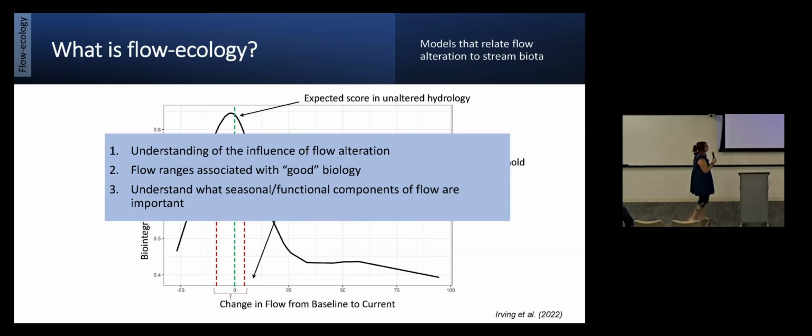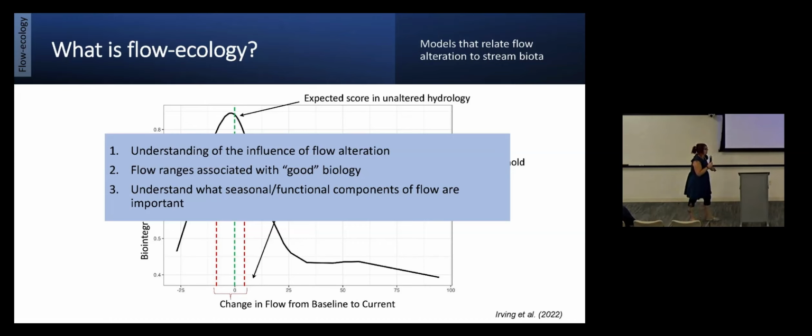So where you see 0 and the green dashed line, that's basically the expected CSCI score we would have under unaltered hydrology. So you can see that it's quite high. I don't know if I have a pointer, but you can see at the top of the curve, it's quite high. It's like 0.9 or something. And that's what we would expect.